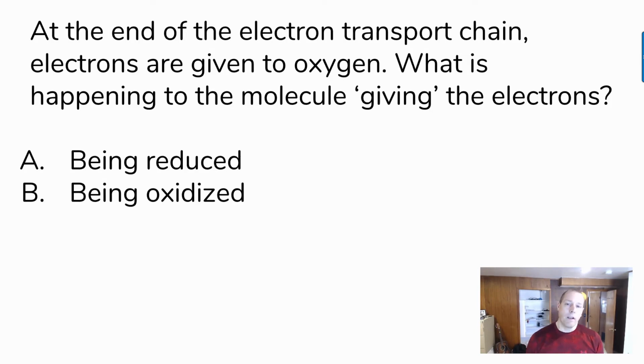Here's the next one. At the end of the electron transport chain, electrons are given to oxygen. Same thing as just now. What is happening to the molecule giving the electrons? So here we've got a molecule giving the electrons. So think about this giving action. Okay, so if a molecule is giving electrons, that means it itself is losing electrons, and oxidation involves loss of electrons. So the molecule that is giving is losing the electrons, and so the molecule giving the electrons here is being oxidized, B, being oxidized.